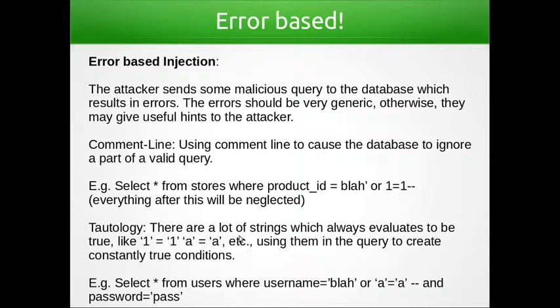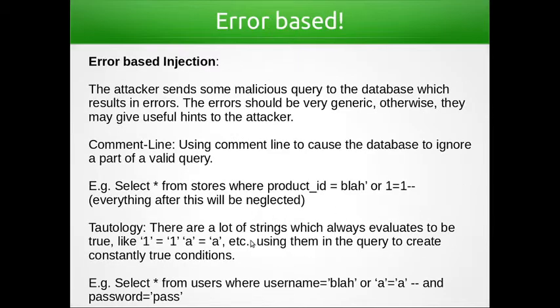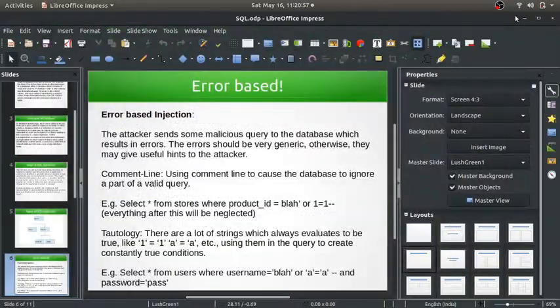There are a lot of strings which always evaluate to true, like 1 equals 1, a equals a, and so on. Anything we can put, like blah or x equals x. Using them in the query creates constantly true conditions. For example, select star from user where username equals blah or a equals a and password equals pass. This will generate a true query. I'm going to show this to you practically. Let's see.